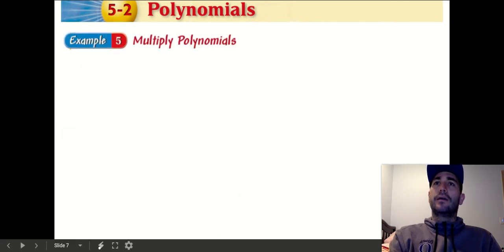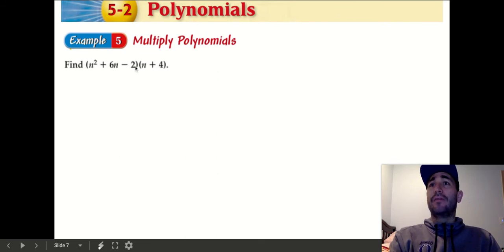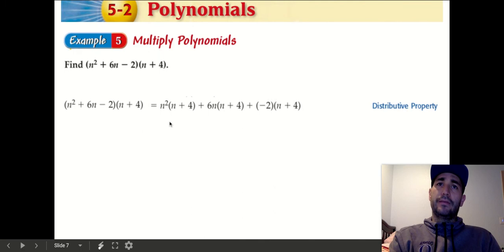Let's look at one more example. If I was asked to multiply polynomials, here I have something with 3 terms, that's a trinomial times a binomial. You can still use the same strategy. I have n squared times n, n squared times 4, and then 6n times n, 6n times 4, and then negative 2 times n and negative 2 times 4. So it would look like this.